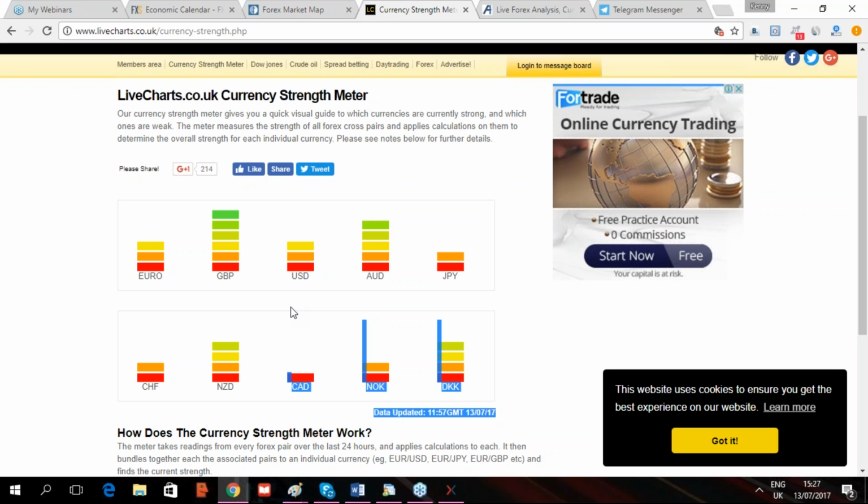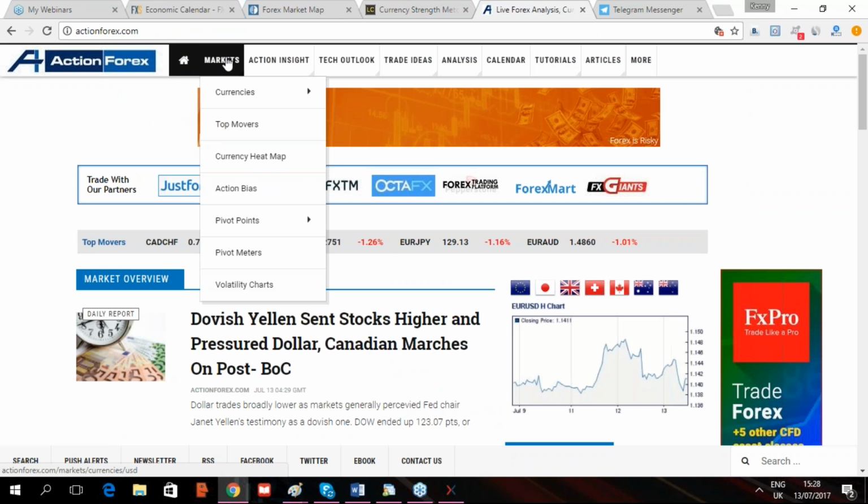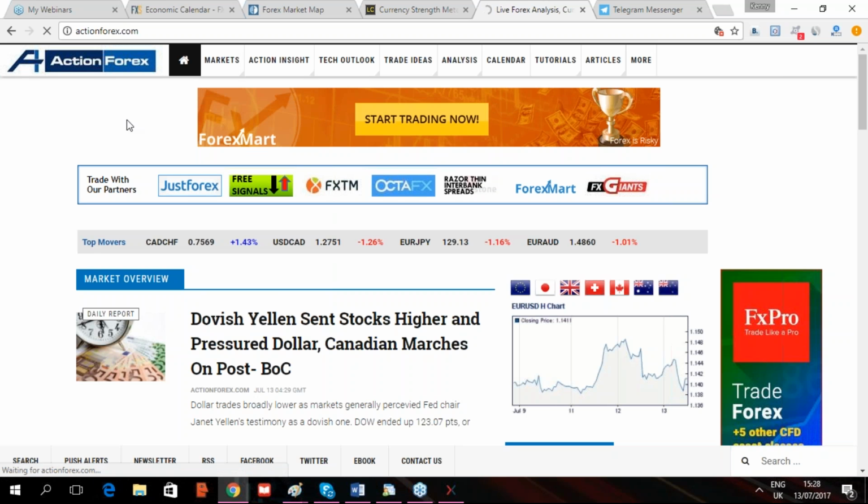Now you can move on one more site, and this is just to confirm whether or not the three pairs that you have chosen are also the pairs that maybe the big boys, the big movers, are paying attention to as well. Okay, so then you go on to actionforex.com, and you go on to the section that is called the top movers. I'm just waiting for it to download. Okay, there you go. So you've got markets, and then you see the top movers section.